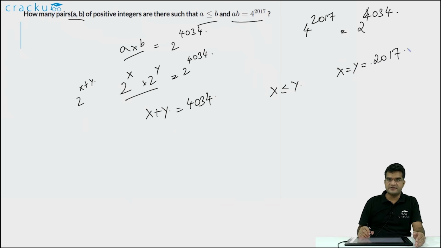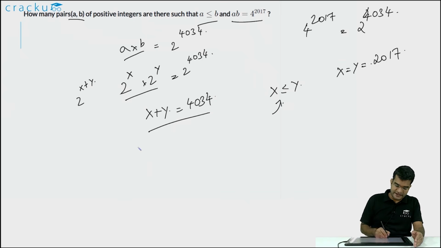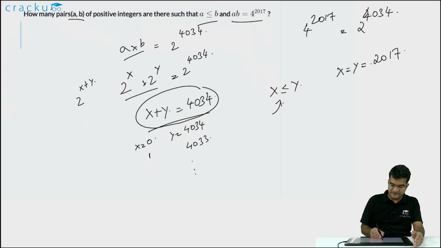This is one solution. And what is the total number of solutions for x plus y is equal to 4034, where we are disregarding the condition that x has to be less than or equal to y? If x is equal to 0, then y is equal to 4034. If x is equal to 1, y will be equal to 4033 and so on. So the total number of solutions for this is equal to 4035.